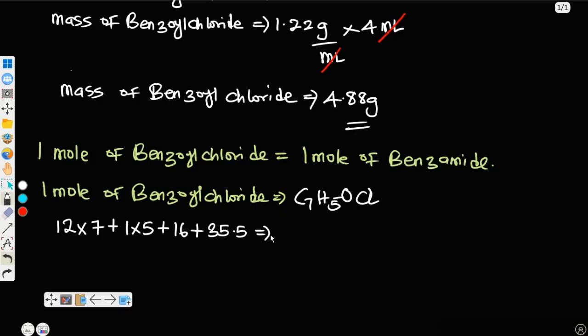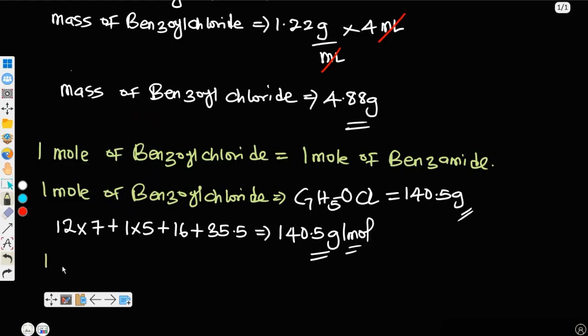It will be 12 times 7 plus 1 times 5 plus 16 plus 35.5. In this case, carbon is 12, so 12 times 7 plus 5 plus 51.5, which gives 140.5 gram. So it means 1 mole of benzoyl chloride has a mass of 140.5 gram. Is that okay? Now, what about 1 mole of benzamide?